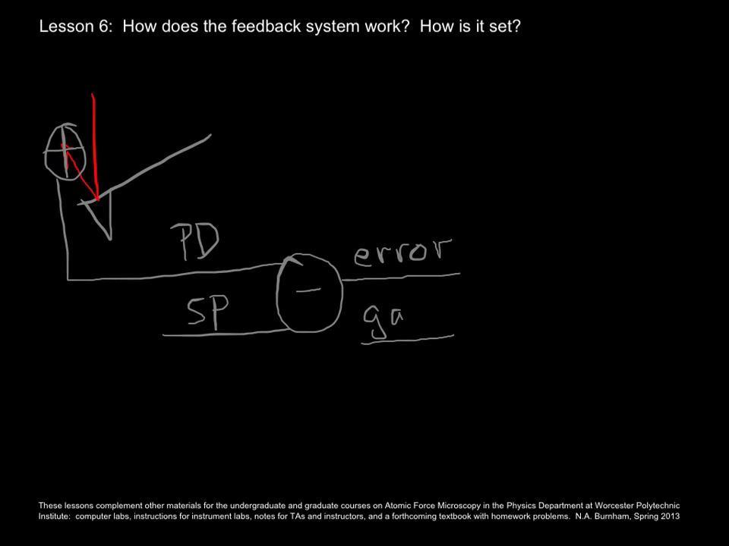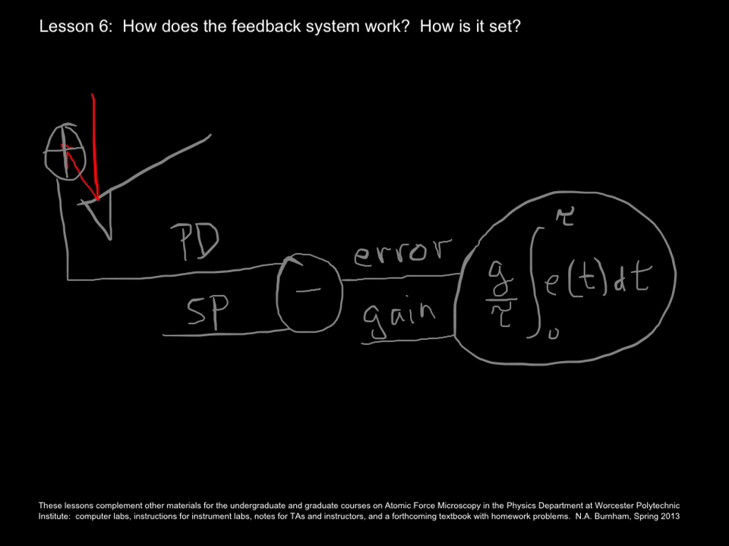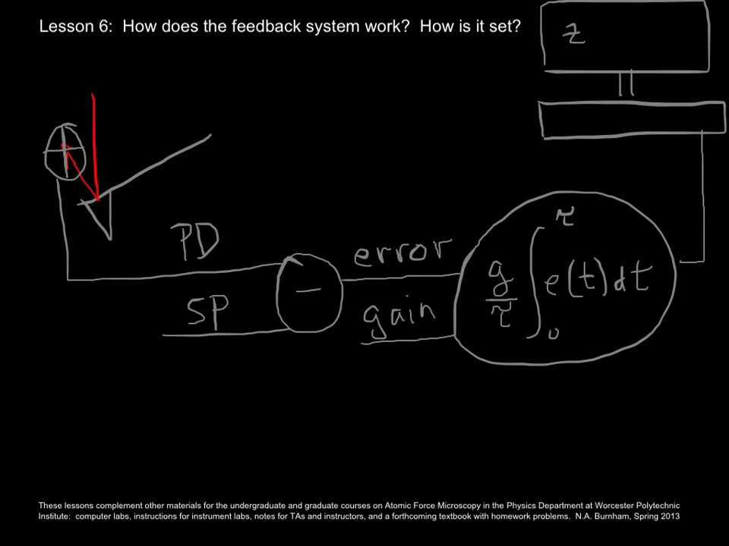That error signal plus a control that's called the gain undergo a mathematical operation where the gain is divided by a time constant. The error signal is integrated over time, and the output of that operation, which is done by operational amplifiers in an electronic circuit, goes in 2 directions. One direction is to your computer, so that you have an image of the Z position of the scanner as a function of X and Y.